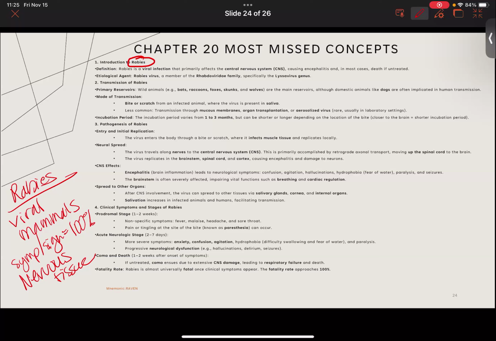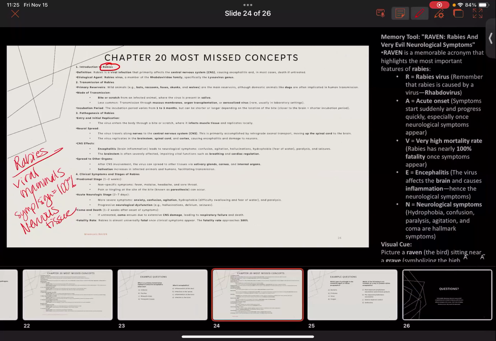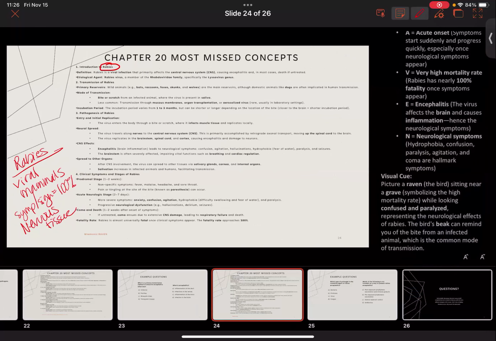All right, so our mnemonic for this one is raven. So when you think of a raven lying there, essentially looking all dead with other signs of rabies, you can think of the beak of the raven being associated with the bite transmitting the disease, the black associated with the death effect of it. So you can visualize that raven and see that R is going to be rabies, and that A is going to be acute onset, V, very high mortality, E, encephalitis, and N are neurological symptoms. So that's our visual cue to help us remember that.